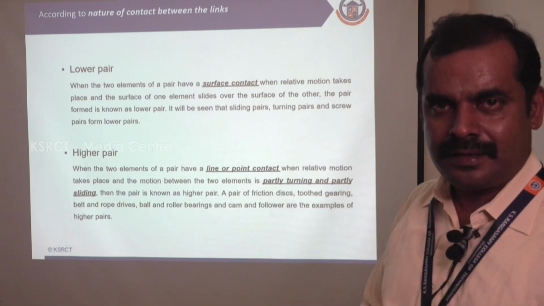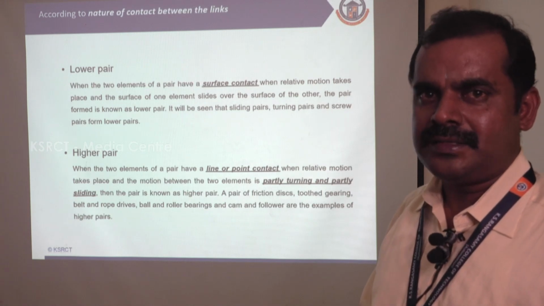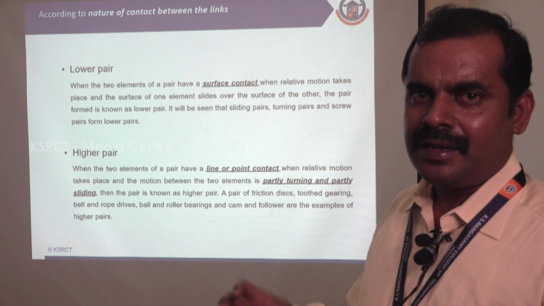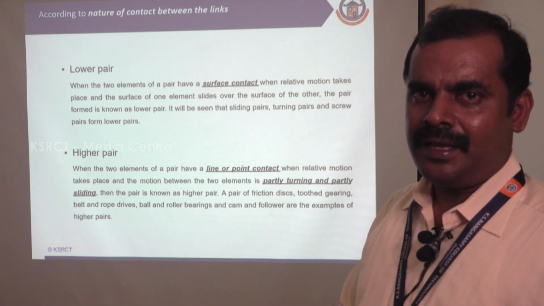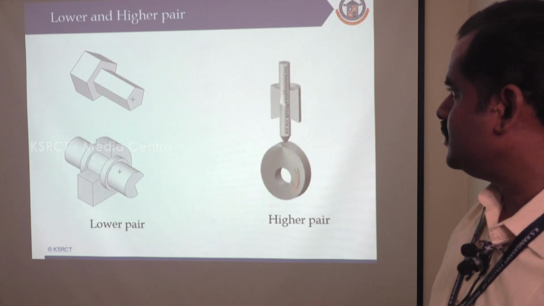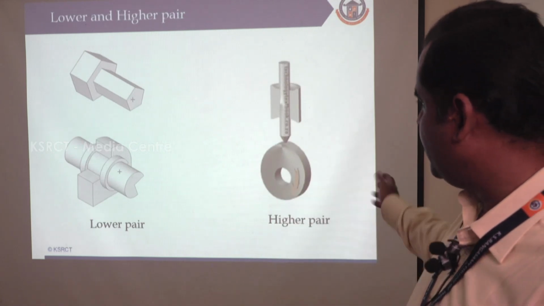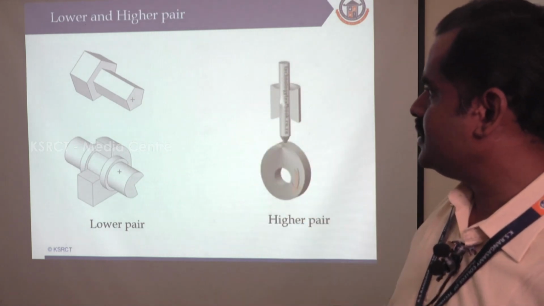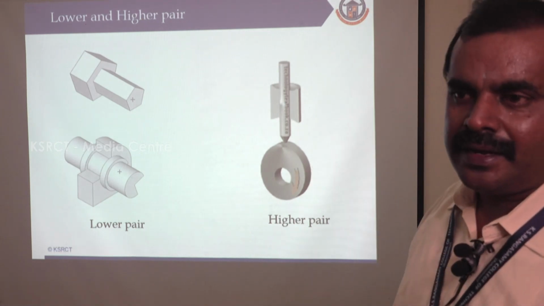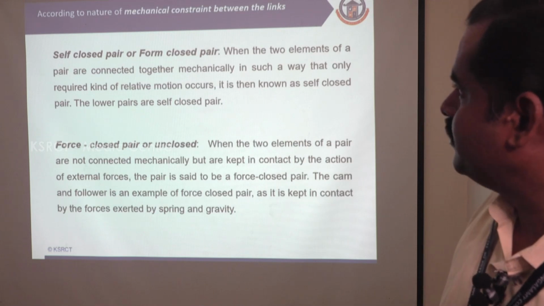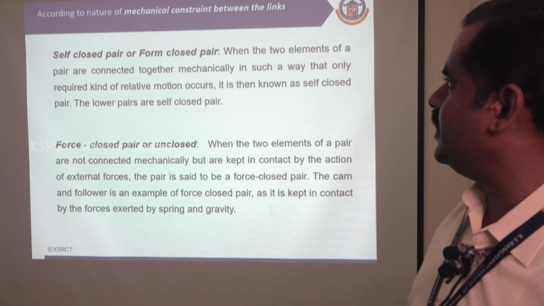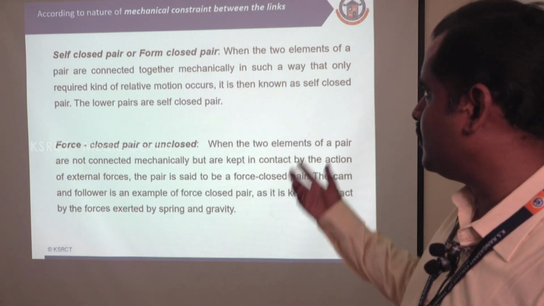Then higher pair, if you take a cam and follower mechanism, the higher pair, because it will be having point or line contact between the elements, so it is called as higher pair. So these are examples of lower pair and higher pair. Here we are having the surface contact between the elements, and here we are having point or line contact between the elements.